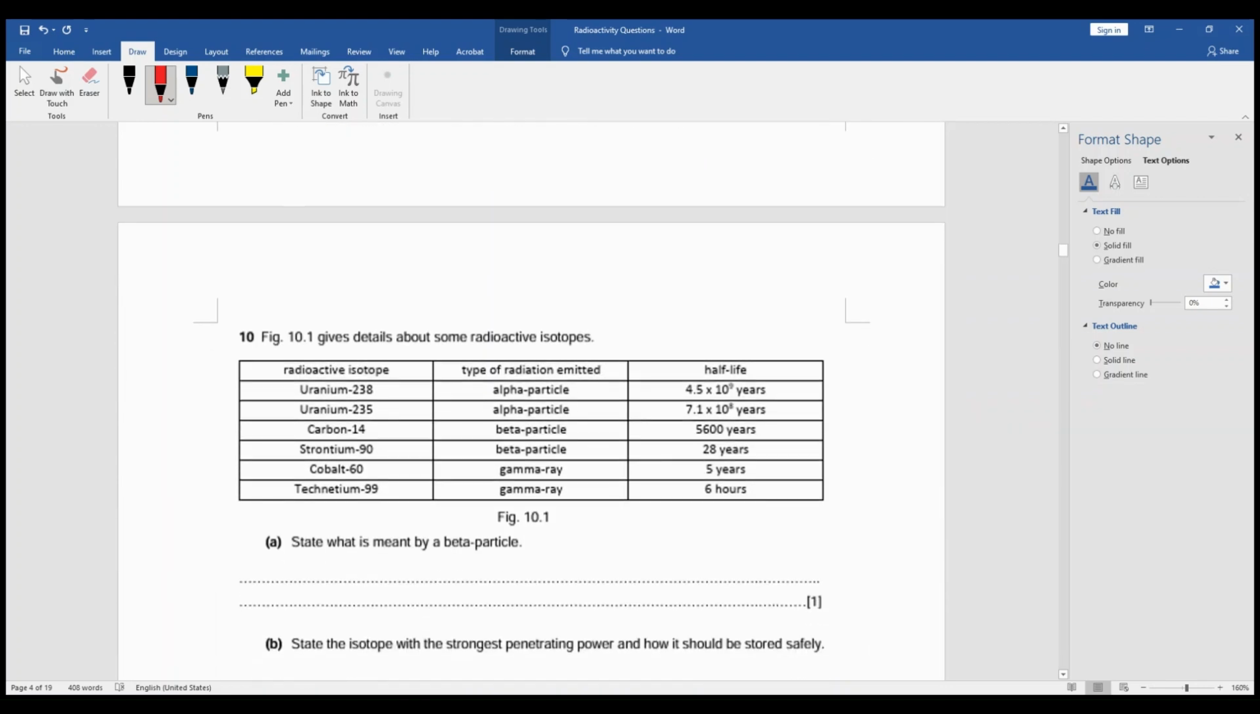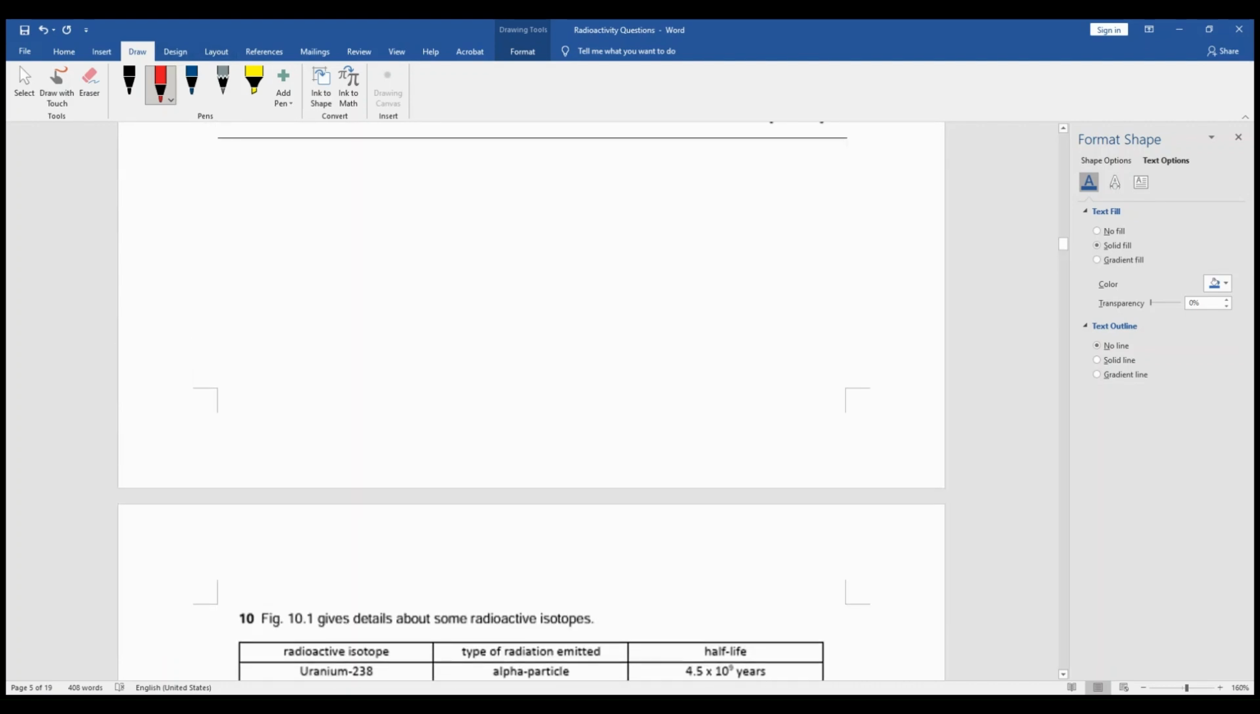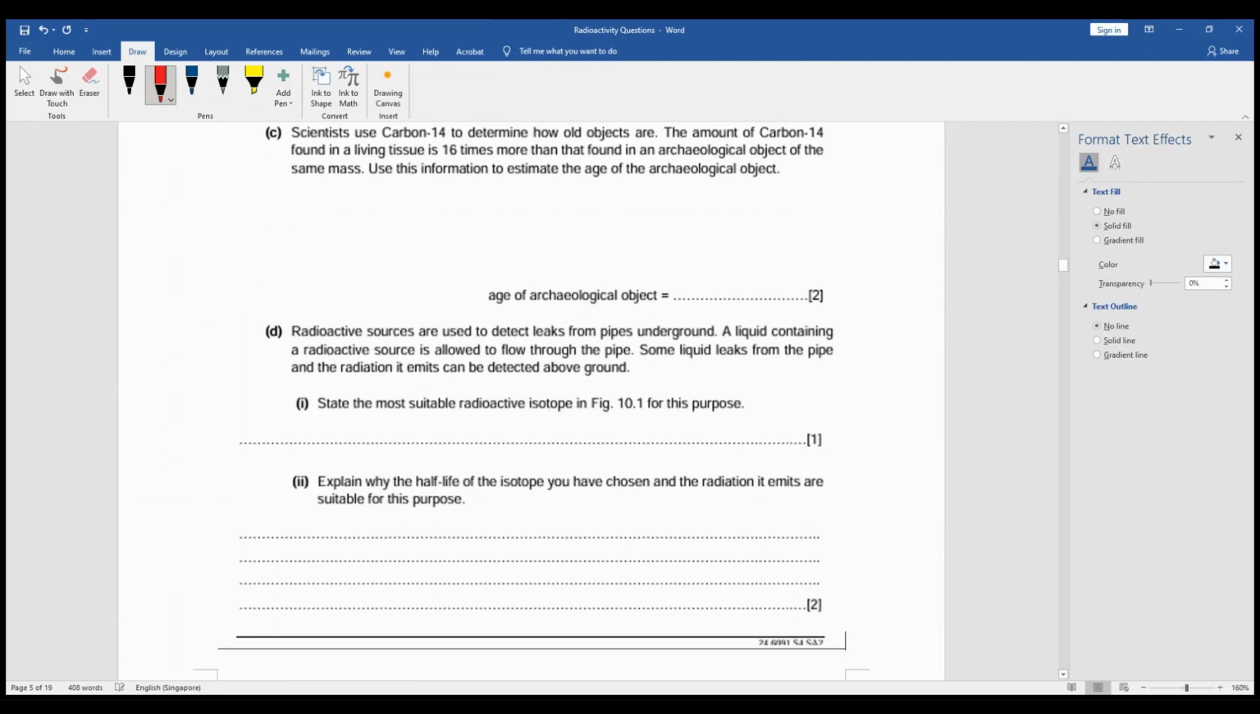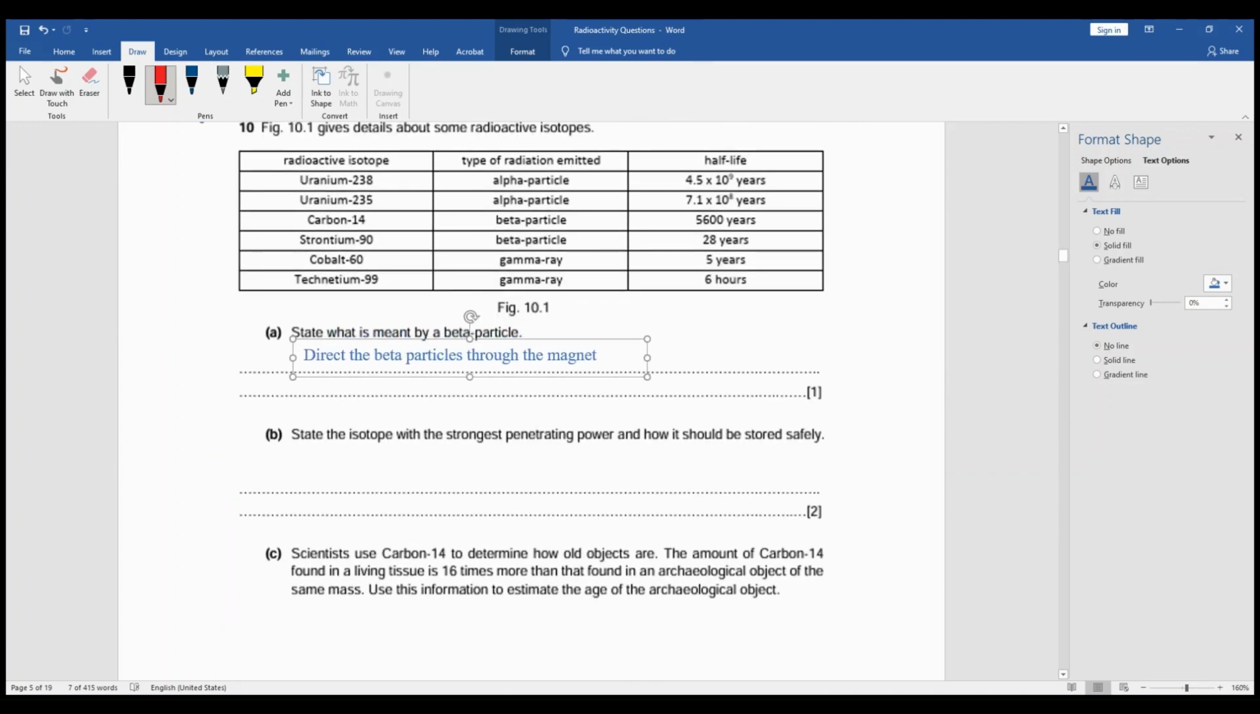The next question, figure 10.1. Give detail of some radioactive isotope. What is meant by a beta particle? So once again, when we come to this question, just throw in what I wrote earlier. Remember what I wrote just now? I wrote high energy, negatively charged electron. So I'm just going to take away the S.